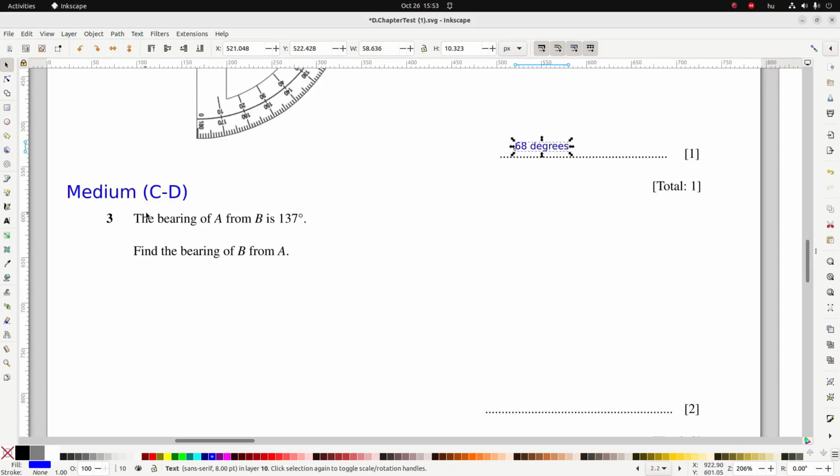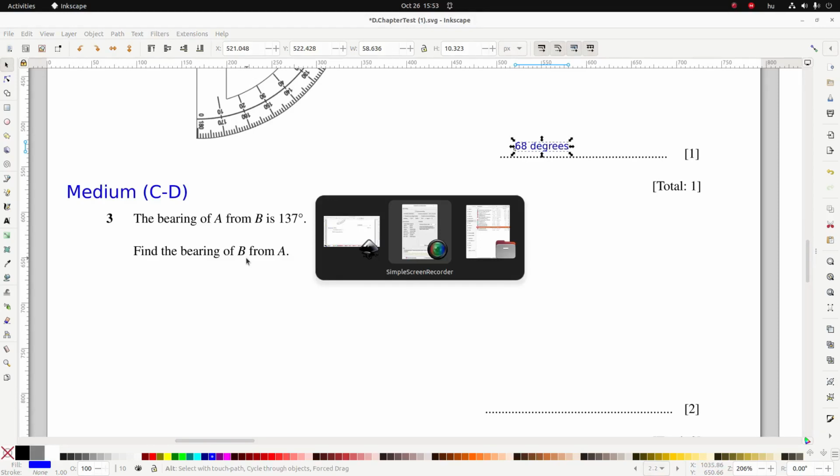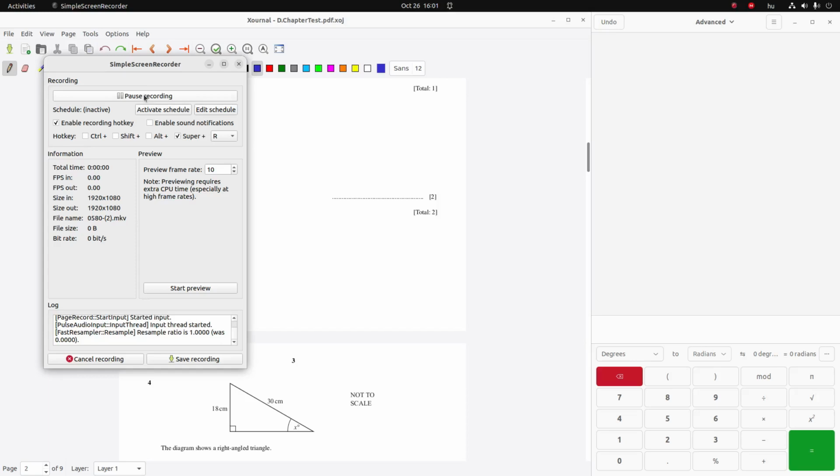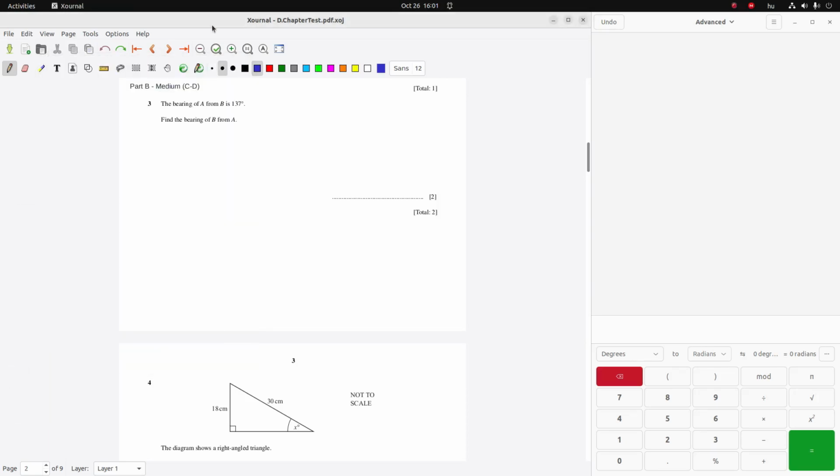Okay, so the next question is more of a math question. And for that, I'm going to switch to pen mode. So I'm going to pause the video and then I'll see you back in a moment. Okay, welcome back. The next part is about the medium questions, and we are talking about bearings again. In this question, we don't need a protractor. So let's read this question first and make a little sketch.